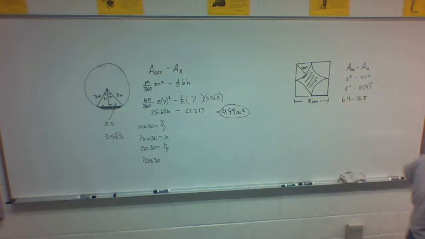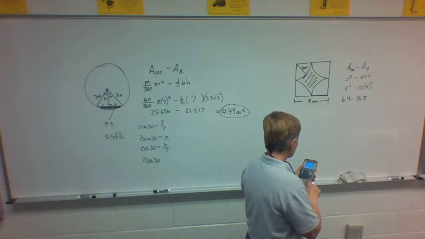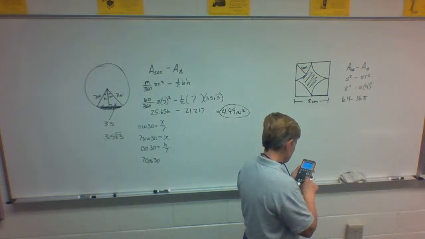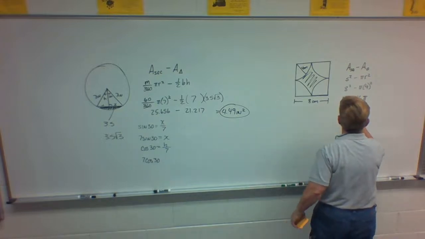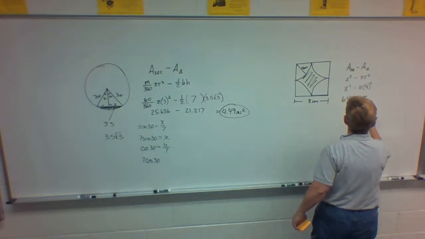You don't need that line again. You can calculate right from the plug-in. So we get 64 minus 16 pi, and you get 13.73 about. And it's in square centimeters.